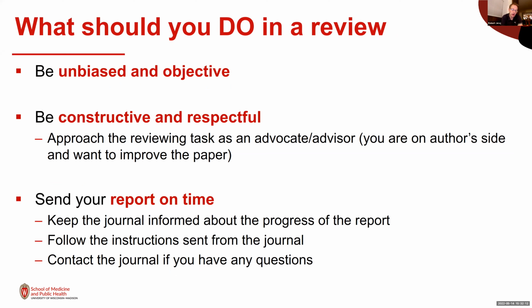As I mentioned earlier, when you get reviews, consider reviewers as friends. So when you accept the reviewer's task, you are actually on the author's side. You are in the position of being the author's friend. So you just want to improve the paper. You try to do the best you can to make that paper better. You don't want to be nasty. You're not nasty to your friends. You just want to be as helpful as you can. And then again, repeat, send your report on time. If something happens and you cannot, tell the journal so the journal knows what to do. Follow the instructions. And of course, contact the journal if you have any questions.